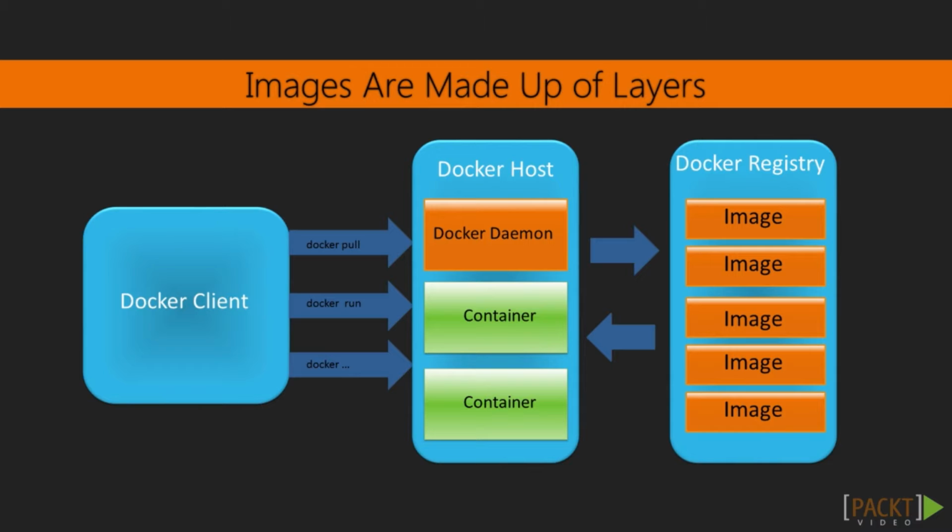Images are just a collection of layers or file system changes. This allows Docker to be efficient with disk space. It's also why registries are important, since they're aware of layers and can only send the layers you don't have when you pull an image.